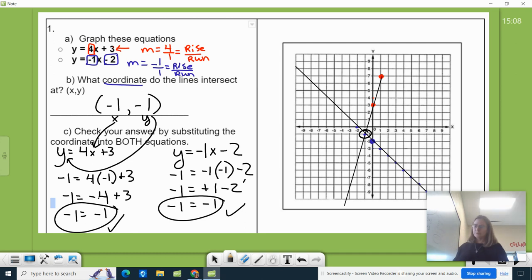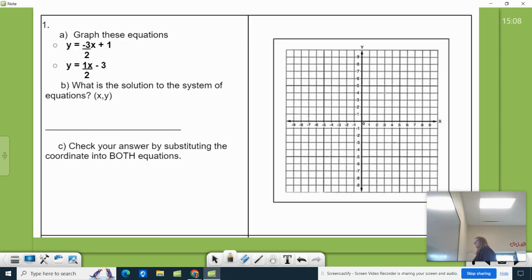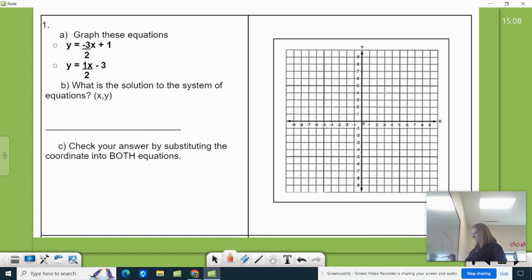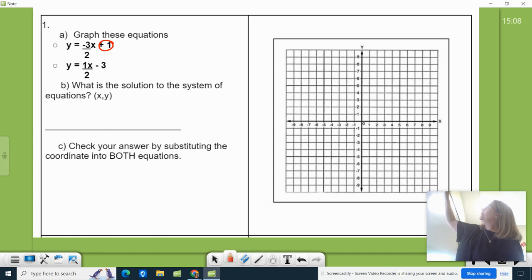All right, let me show you another problem that we can do. Same scenario, you have two linear equations, finding a solution to the systems of equations. All right, so I am going to put my first point on the y-intercept, which is 1.